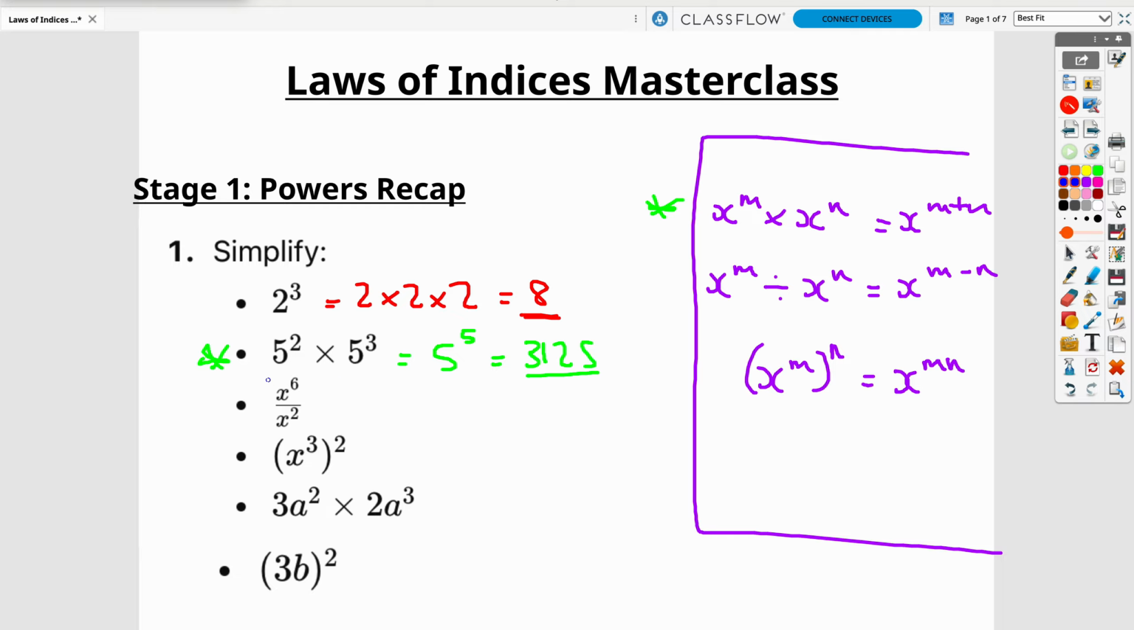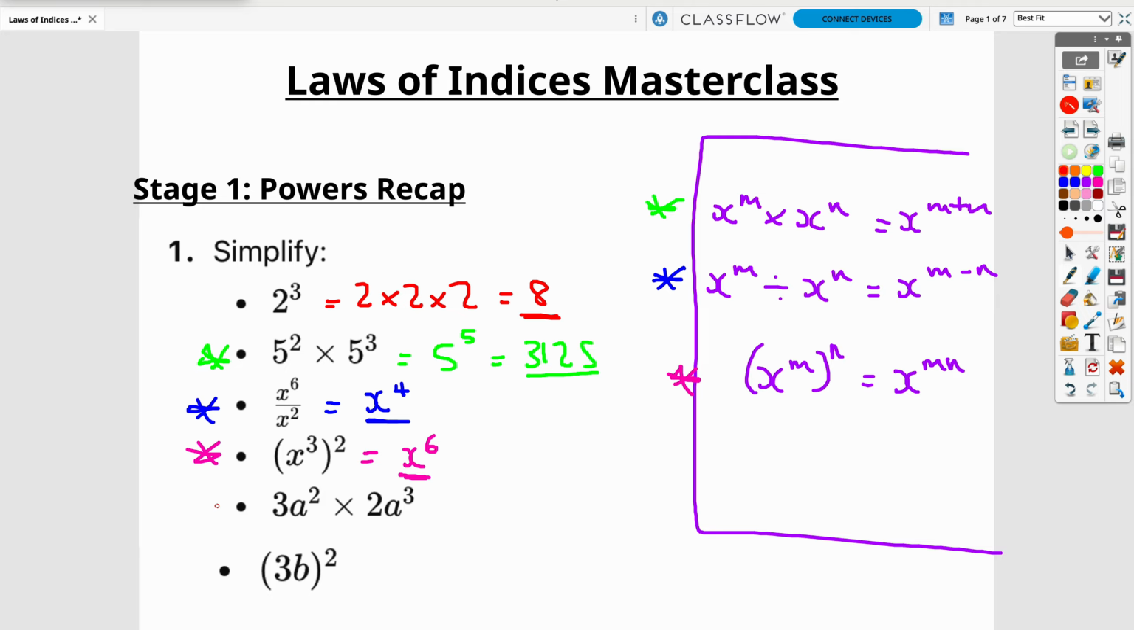Okay, next one. Now that just means we're dividing. It looks like a fraction, but we're dividing. So what does that mean? x to the power of 6 subtract 2, going by this law here, which equals x to the power of 4. Just leave it there. The next one, nice and straightforward, relates to this one, doesn't it? So let's colour code them. And this means that we're just going to do 3 multiplied by 2, which equals x to the power of 6.